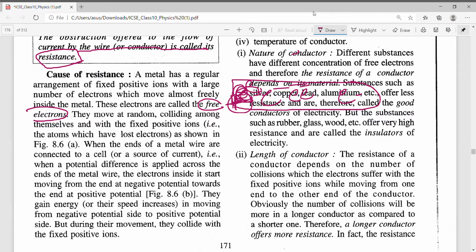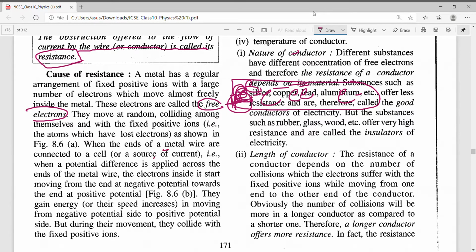So when the ends of the metal wire are connected to a cell or a battery or any source of current, and a potential difference is applied across the ends of the metallic wire, the electrons start moving from the end at negative potential towards the end at positive potential, right? They gain energy, the speed increases, and they move from the negative to the positive potential side. But during the movement, they collide with the fixed positive ions.